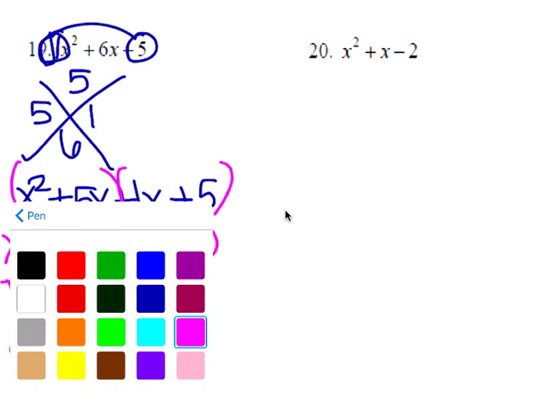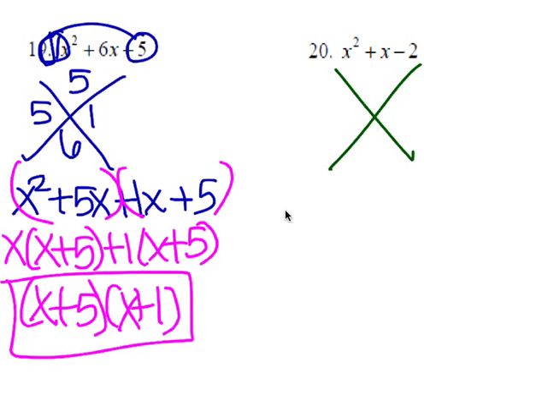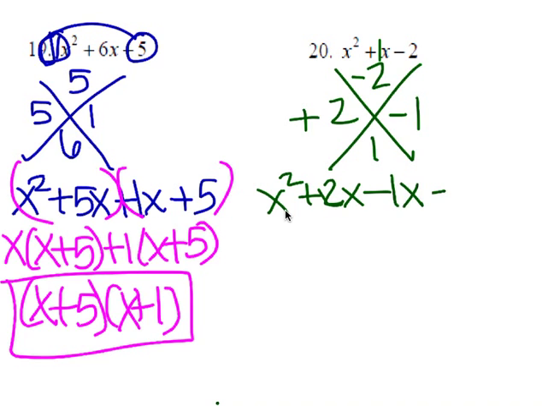Again, last but not least, almost done here. Taking a look at number 20, we're multiplying to negative 2, and since there's no number there, that means we're multiplying to 1. That doesn't mean we're multiplying to 0, we're multiplying to 1. So since it's a negative 2, we're going to have a positive and a negative factor. So what I'm going to end up using is 2 and negative 1. That multiplies to a negative 2 and adds to 1. So then I'm going to have x squared plus 2x minus x minus 2.